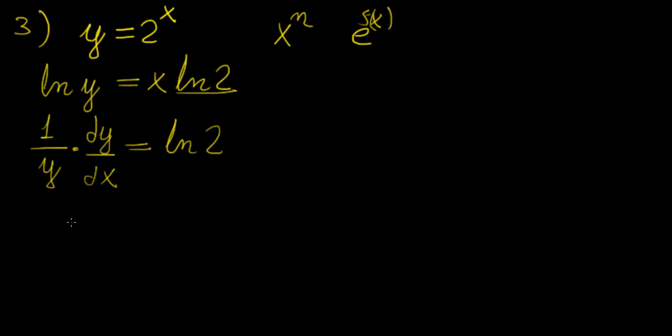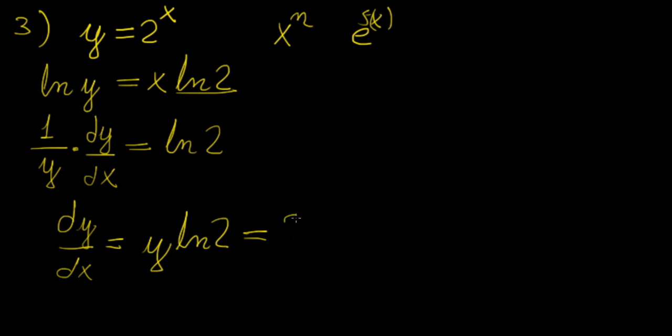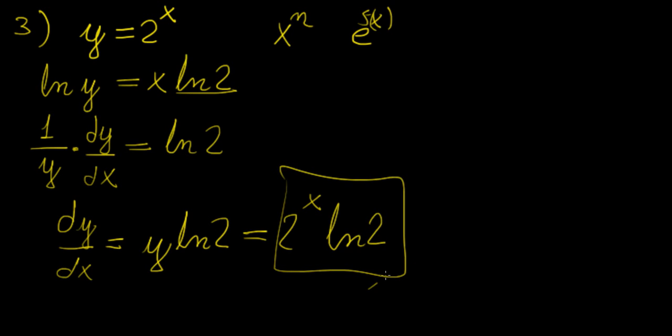So now what we can do is we can rewrite dy/dx equals y times natural log of 2. And you might be wondering, well, what do we do now? Because we have the derivative as a function of y but not x. Well, we know what y is because originally we were given a function that is explicit in y. So we're just going to substitute back into it. So y is equal to 2 to the power of x, times natural log of 2. So this is going to be our derivative.